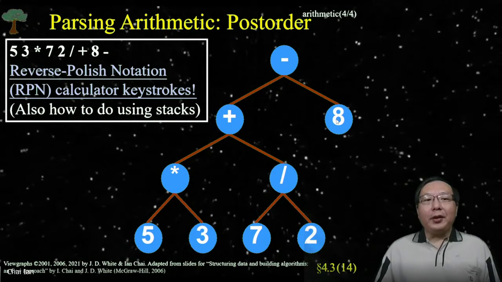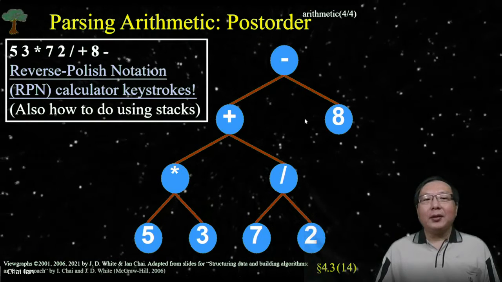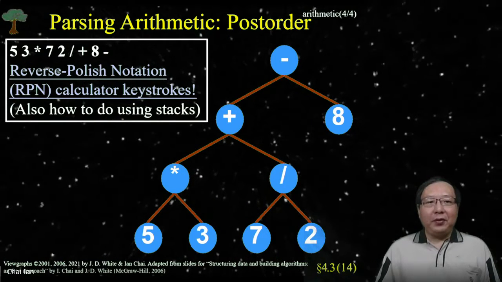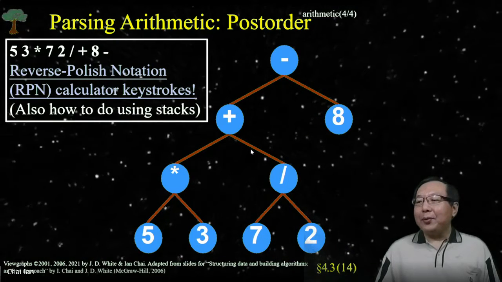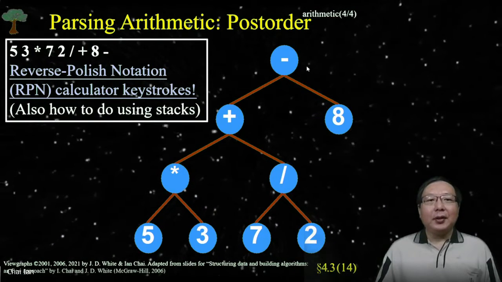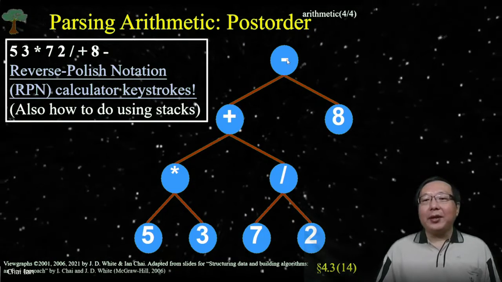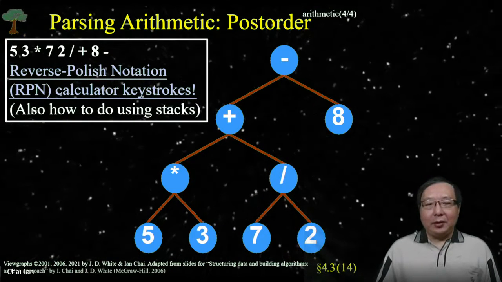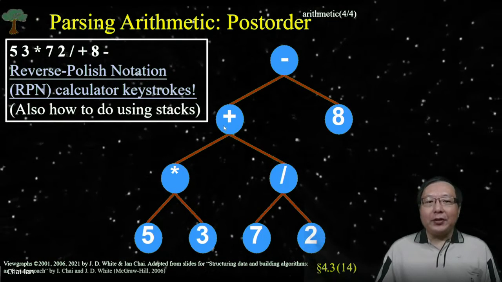Then post-order, this is how the arithmetic using the reverse Polish notation calculator works. It's also how it works with a stack. Let me show you. Post-order means we do the left child, the right child, then we do the middle. So starting from minus here, we do the left child.